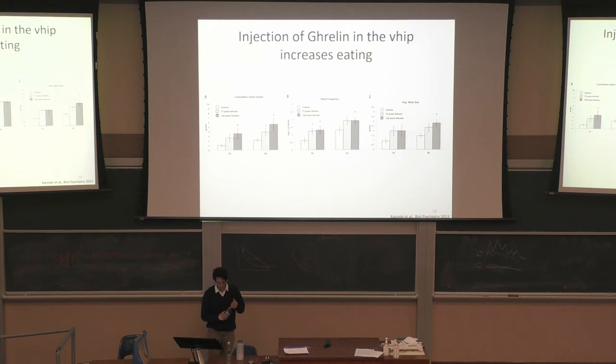Okay, so the fact that this projection to the lateral hypothalamus was important for feeding suggests that perhaps this region too could be important for feeding, because it's connected to one feeding region. To look at this, they tried to see if the injection of ghrelin in the ventral hippocampus causes any effect in feeding. So ghrelin is a hormone released by the gut when the gut is empty.